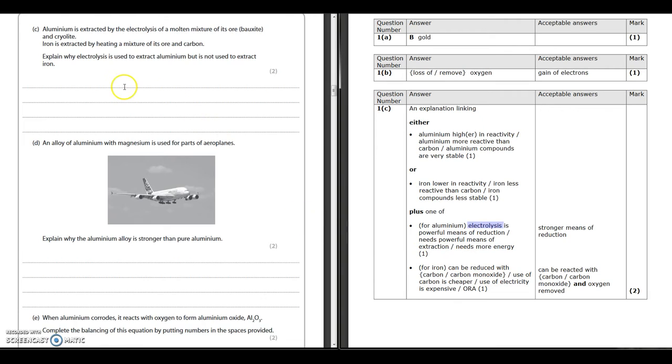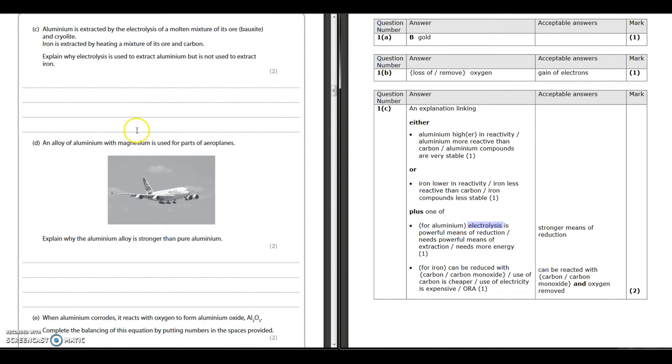So we're looking for a quick improvement here for your work. Maybe you're thinking of putting that aluminium is higher in the reactivity series, so you can't use carbon. Whereas iron you could use carbon, and that is cheaper.